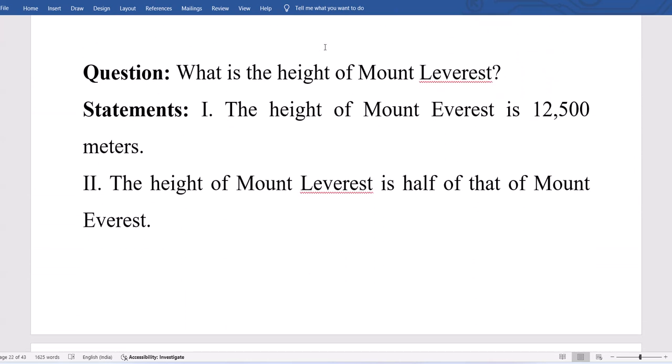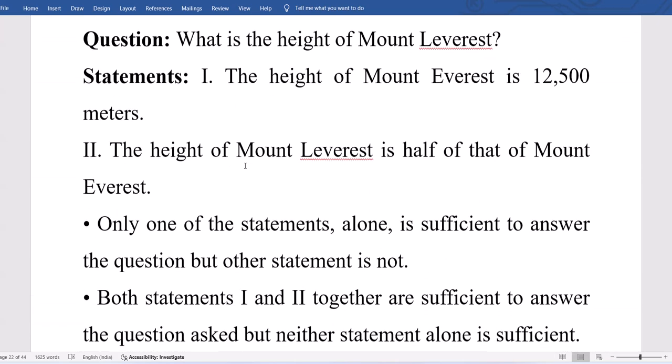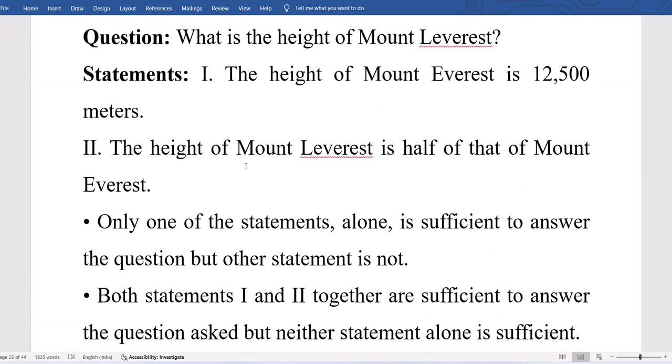Now, this is a data sufficiency related question. How many of you can answer this question? One alone sufficient, two alone sufficient, together, or each one alone, together not sufficient? What is the height of Mount Everest? Spelling mistake? No, it's not a spelling mistake. Correct one. Okay. Everest is given in the first statement. They're asking for Everest. Both statements put together is sufficient. Yeah, both statements required. Option B.